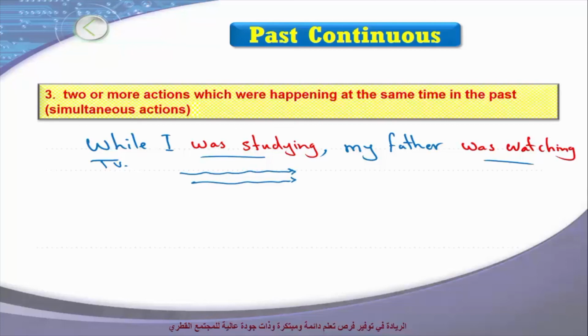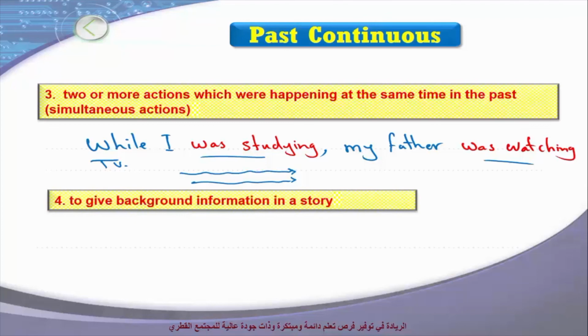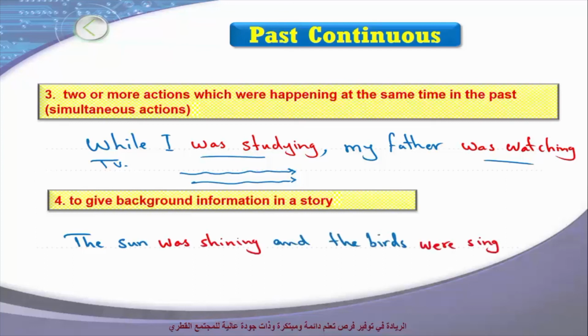Number 4, past continuous is used to give background information in a story. So if we're going to set the scene, for example, we can use the past continuous. Look at this example. The sun was shining and the birds were singing. This is the kind of background information in a story.